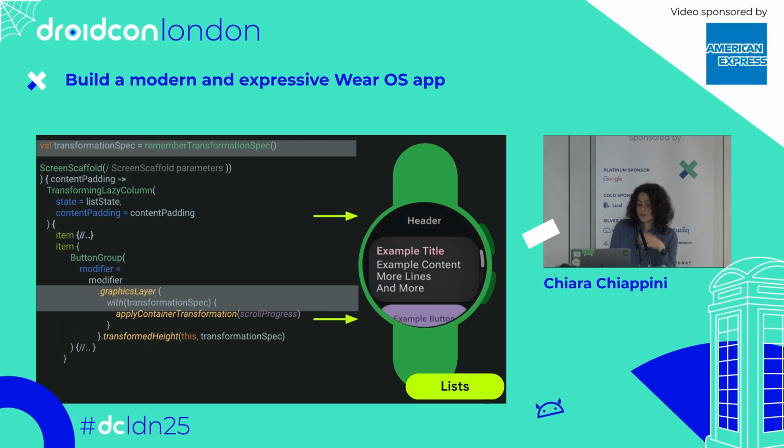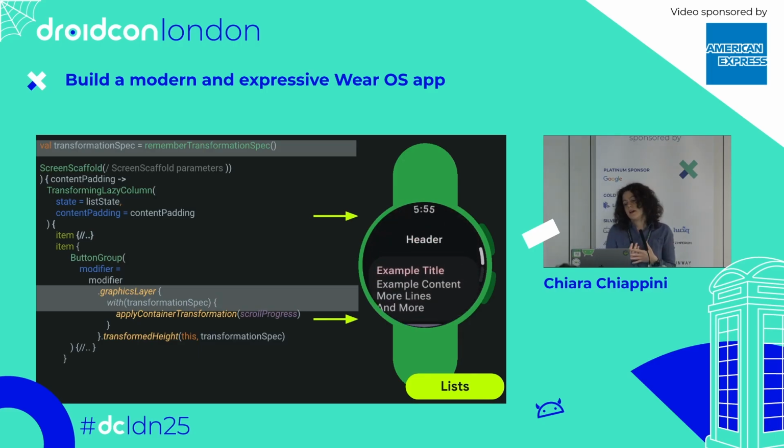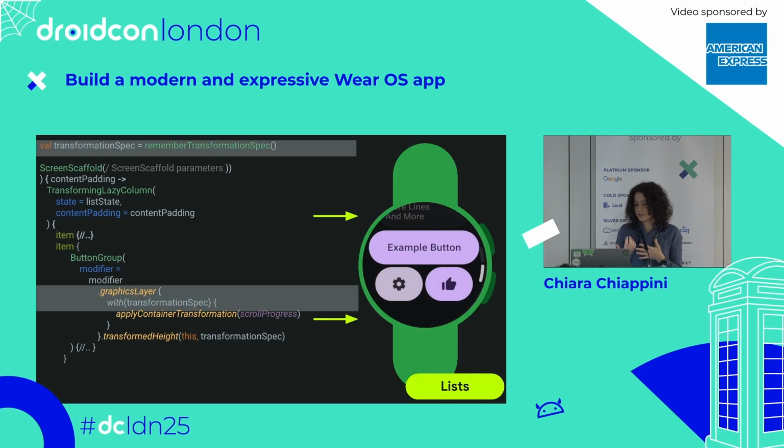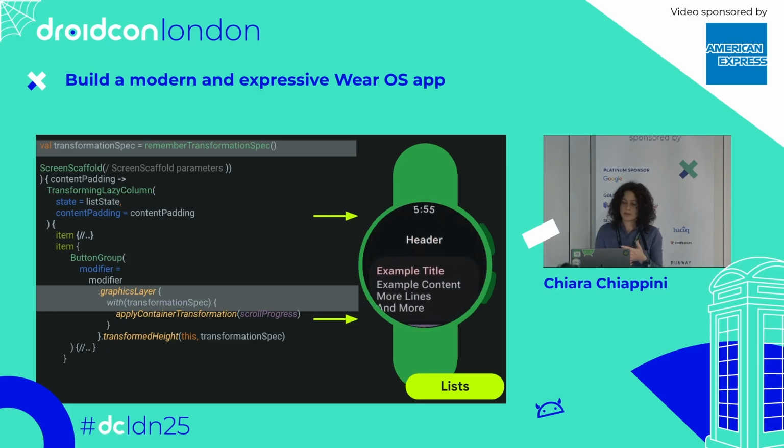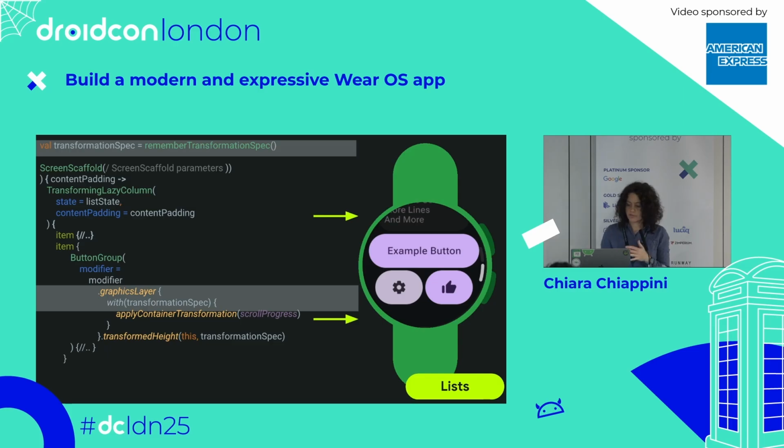So it's worth mentioning that not all components have a transformation parameter. For those that don't, such as the button group, you can use the graphic layer directly to create the transformation effect.